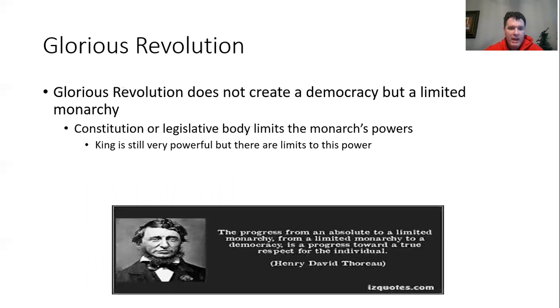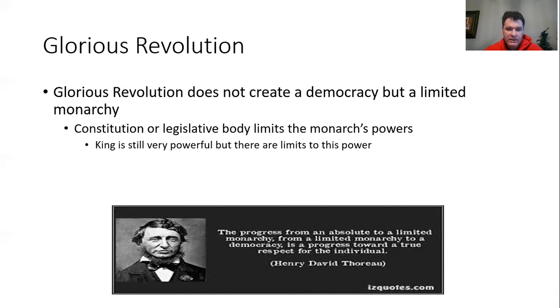charged with a crime. And so with this Glorious Revolution, which is the overthrow of James II by William and Mary, we create a limited monarchy. It doesn't create a democracy, it creates a limited monarchy, and then we're going to end up with the constitutional monarchy, basically, right? And then, you know, today England is a complete democracy where the king or queen is just a figurehead.